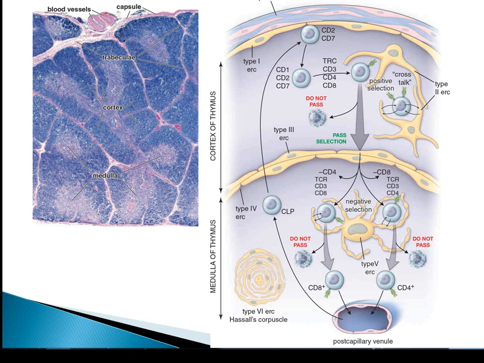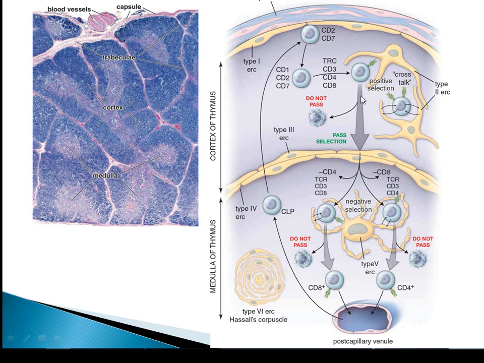The double positive thymocytes that express low levels of TCR on the surface are then tested by the cortical epithelial reticular cells to see if they can recognize self-MHC, self-epitope complexes. Most double positive thymocytes, about 90%, do not recognize these complexes and are driven into apoptosis, and cortical macrophages phagocytose the dead cells if they do not pass this selection. This process is called positive selection.